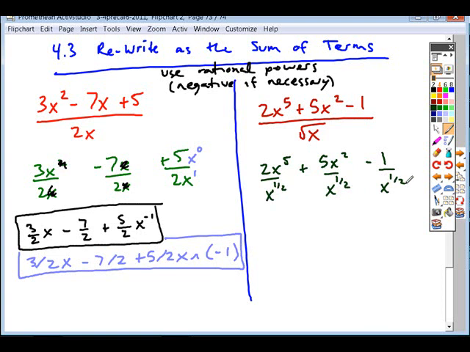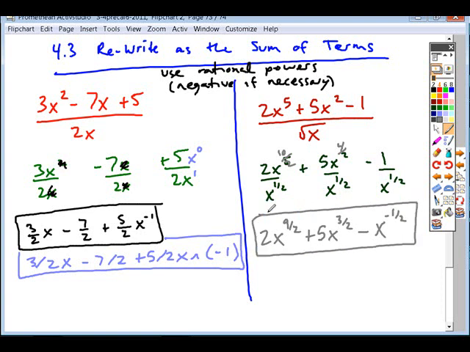And now as I go through to simplify them, I have my 2x to the 5 minus 1/2. Well, 5 is how many halves? So if you think of this as 10/2 minus 1/2, you get 9/2. Plus 5x to the, here, 2 minus 1/2. Well, 2 is how many halves? So 4/2 minus 1/2 is 3/2. And then finally a minus 1, so you don't have to write anything. Move the x up. And when we move this up to the numerator, it becomes a -1/2. Okay, so here would be your answer.